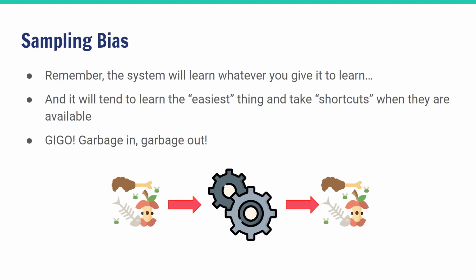So this is another example of GIGO, garbage in, garbage out. The system will learn based on the data that you tell it to learn off. And it will learn the easiest thing and take shortcuts when they are available.